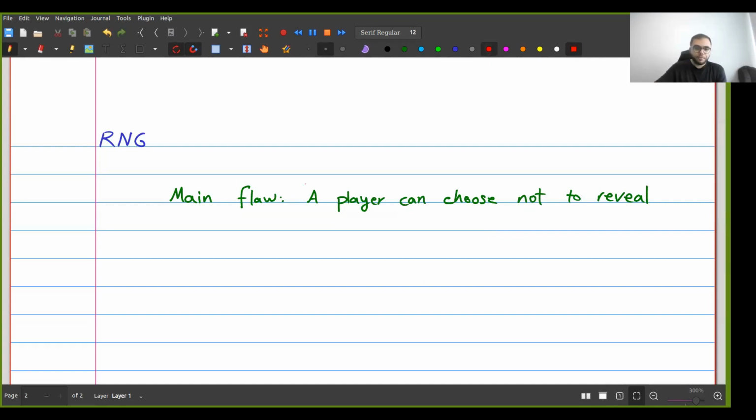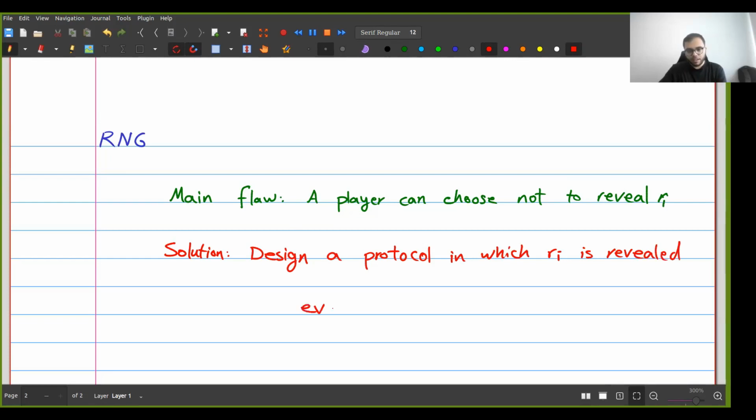So what is the solution? Well, the simplest solution that comes to mind is to design a protocol where the players have no choice. Design a protocol where even if one player does not reveal their value Ri, it gets revealed anyway. So this is what we want to do today: design a protocol in which Ri is revealed even if player i doesn't want to reveal it.